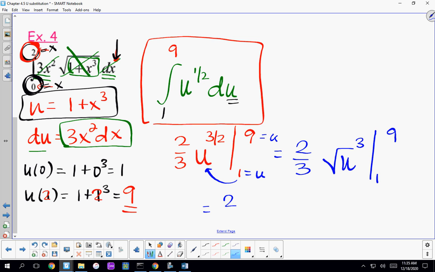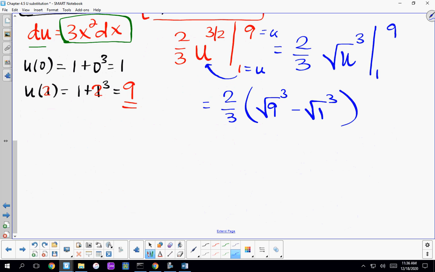So my final answer, I'm going to have 2/3 times the square root of 9 to the third minus the square root of 1 to the third. And we can simplify. We would get 27 minus 1 all times 2/3, and we can simplify that.